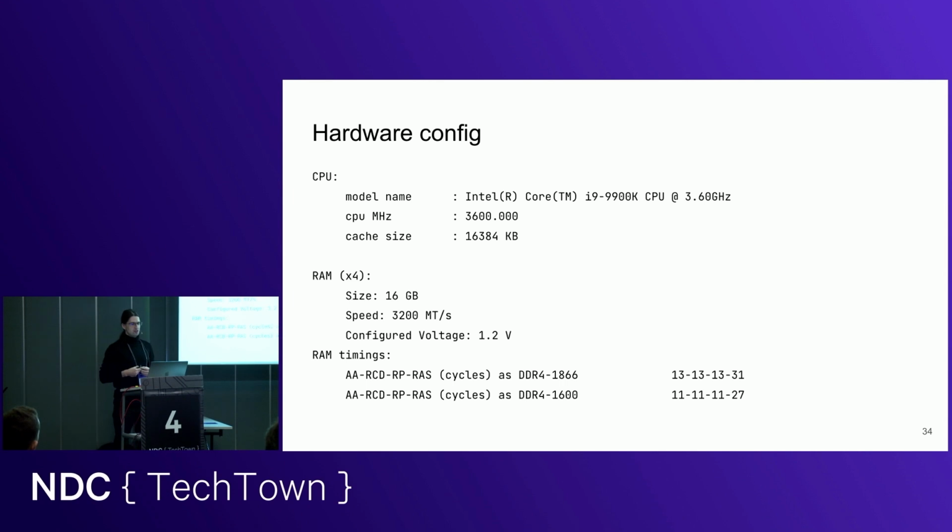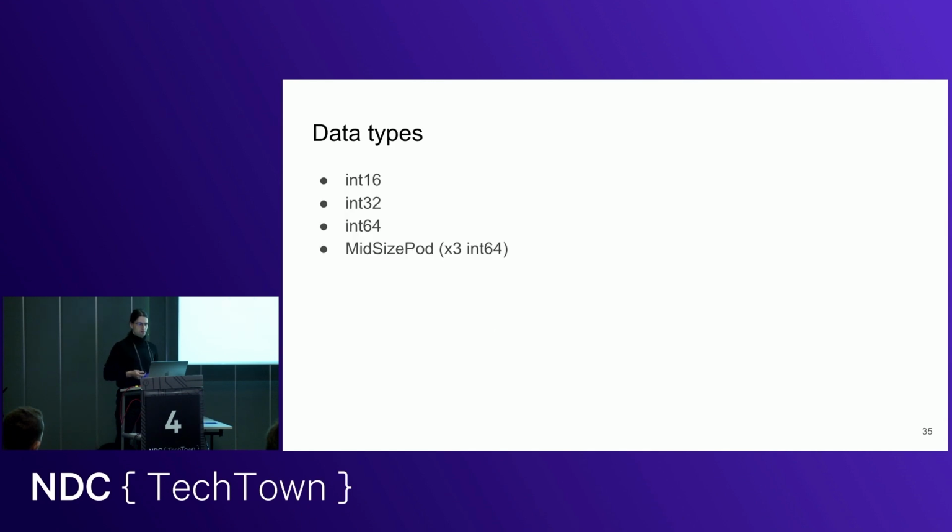So I used my home PC, which is a kind of outdated configuration, for all tests. Those slides you can also review later if you want. There are RAM timings, CPU stuff, and so on. Very important for some and probably not super important for us now. Then data types. I benchmarked 4 data types. That's 16, 32, 64-bit integers and a mid-size POD. I decided that mid-size POD is something like 3x int64. You can disagree with this or agree, but that's what my benchmarks used.